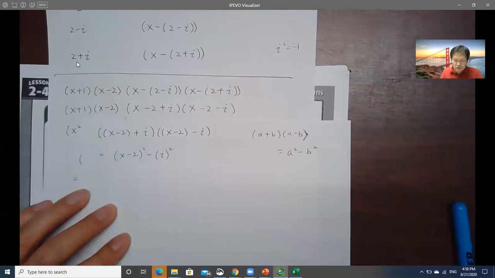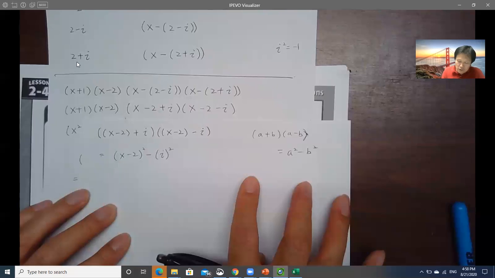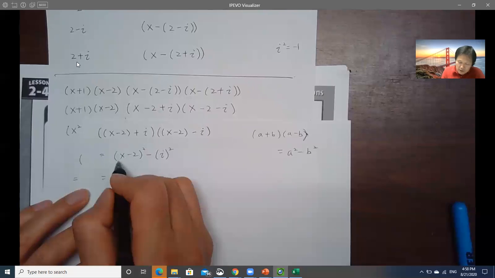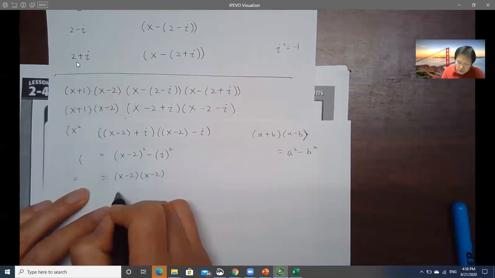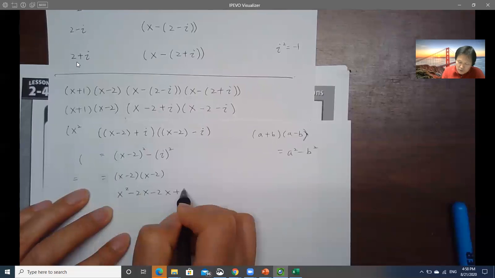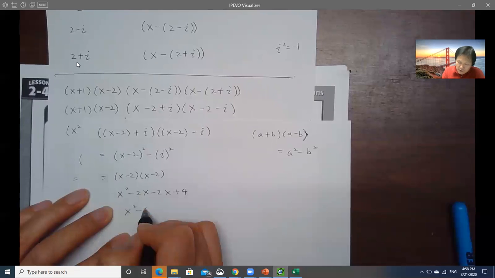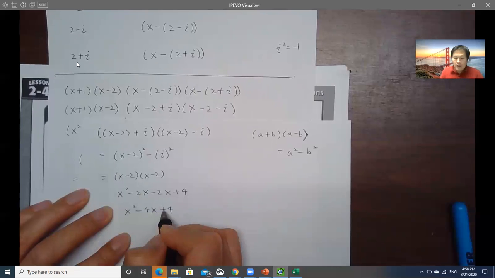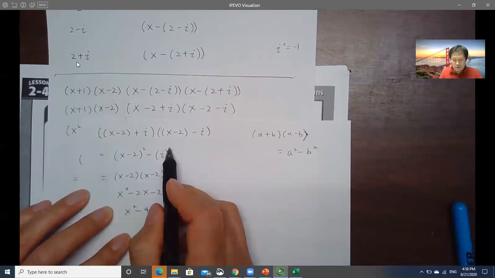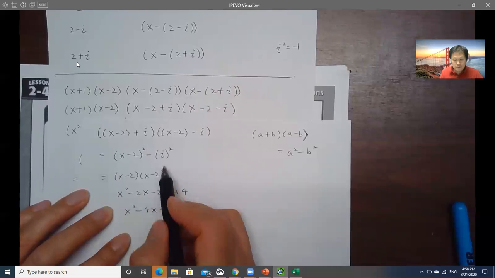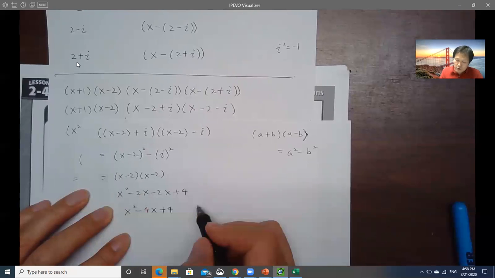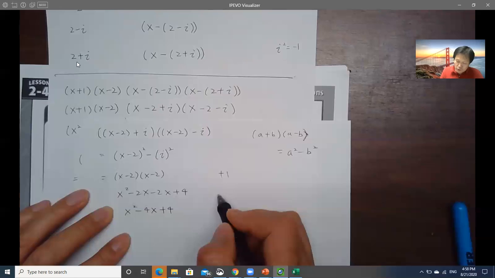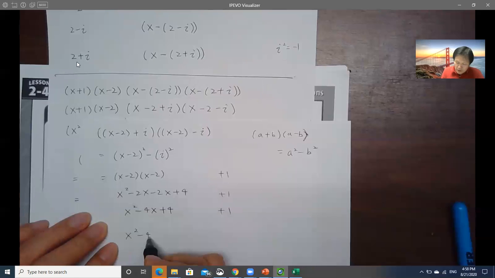If you see that structure, then all you have to do is square this, which is x minus 2. That's x squared minus 2x plus 4, which is x squared minus 4x plus 4. i squared, do you remember, is minus 1. So that's minus 1, minus 1, that's plus 1. So you get x squared minus 4x plus 5, and that's what you get.